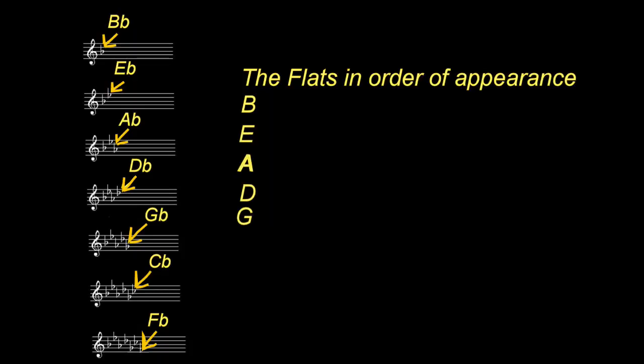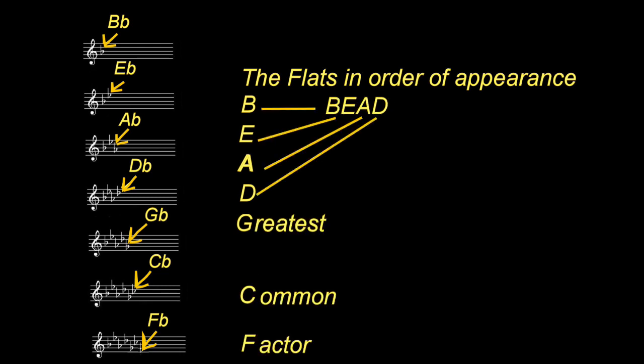When you look at the key signature of a flat key, the flats always appear in the same order from left to right. It helps if you can remember that order. There's B flat, E flat, A flat, D flat, G flat, C flat, and F flat. You can remember this by thinking bead, the word bead, B-E-A-D, greatest common factor.